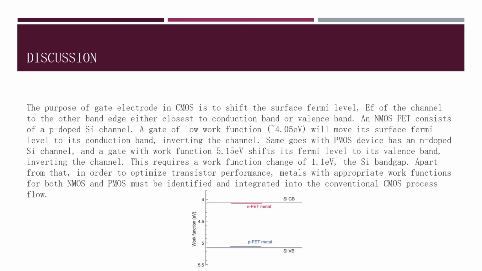Next, the purpose of the gate electrode in CMOS is to shift the surface Fermi level of the channel to the other band edge, either closest to the conduction band or valence band. An NMOSFET consists of a p-doped silicon channel. A gate of low work function, which is 4.05 electron volt, will move its surface Fermi level to its conduction band, inverting the channel. Same goes with a PMOS device, which has an n-doped silicon channel, and a gate with work function 5.15 electron volt will shift its Fermi level to its valence band, inverting the channel. This requires a work function change of 1.1 electron volt, the silicon band gap.